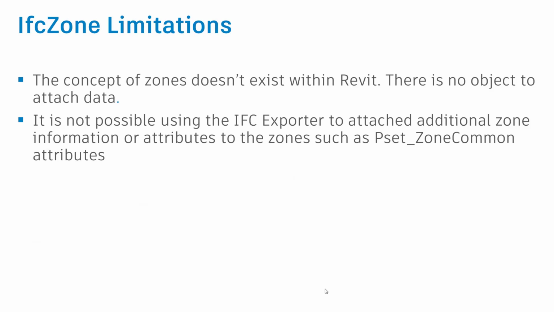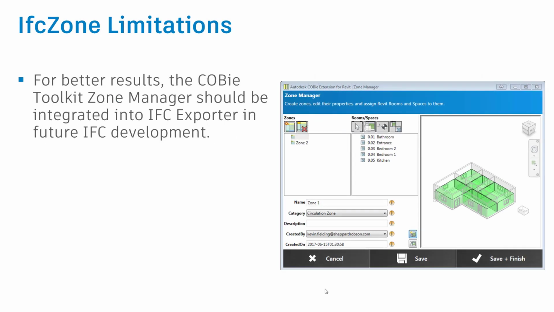As I said, it's not something that Revit supports natively, the whole idea of zones. Unfortunately, as a result of that, we have no object that we can append or attach additional data to, like we can do with other things using our mapping tables. So it's not really possible to add any of the other information to it. Things like the property set, zone common, there's some additional information and data that exists within there, but due to limitations of Revit, we can't do that currently. It would be good.